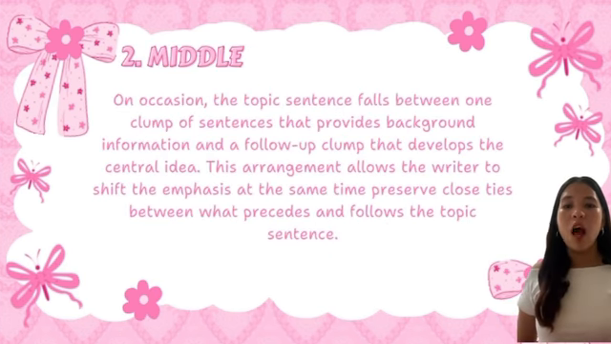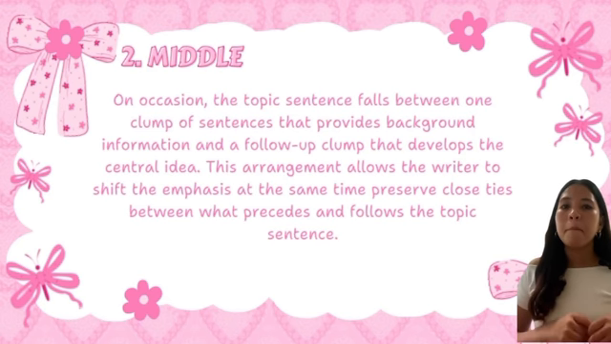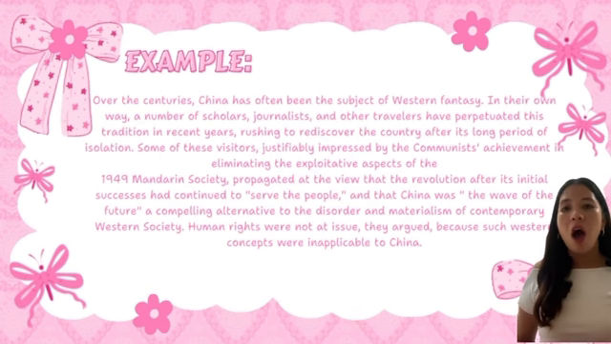Second is middle. On occasion, the topic sentence falls between one clump of sentences that provides background information and a follow-up clump that develops the central idea. So this arrangement allows the writer to shift the emphasis and, at the same time, preserve close ties between what precedes and follows the topic sentence. Example, over the centuries, China has often been the subject of Western fantasy.